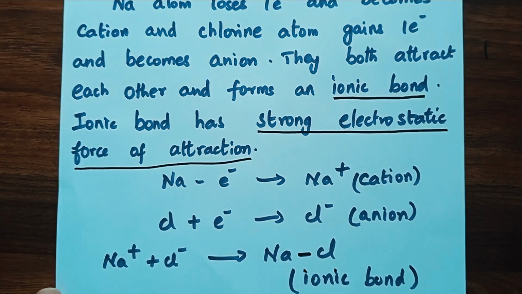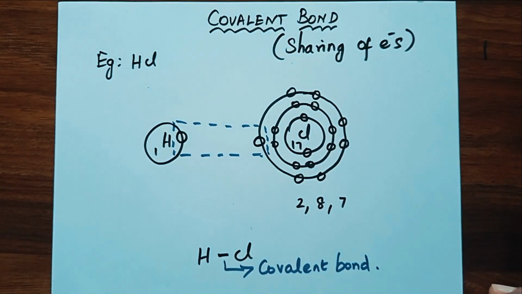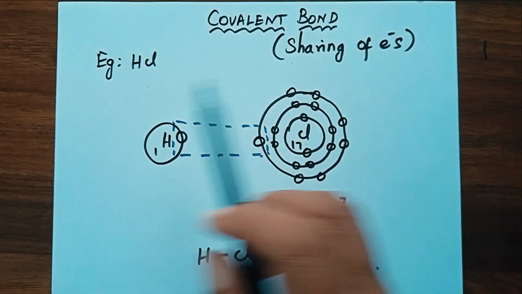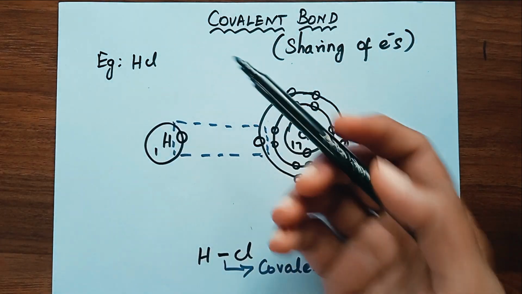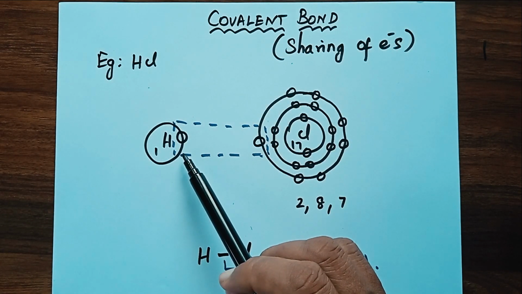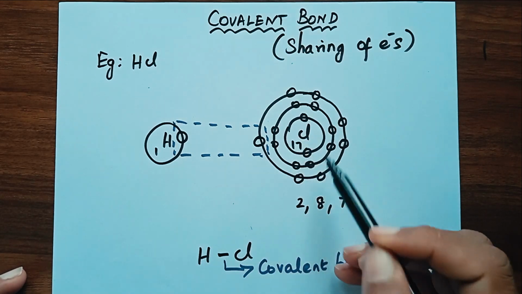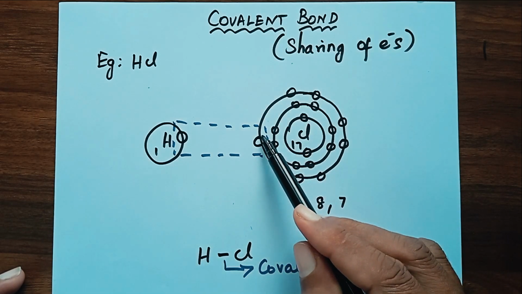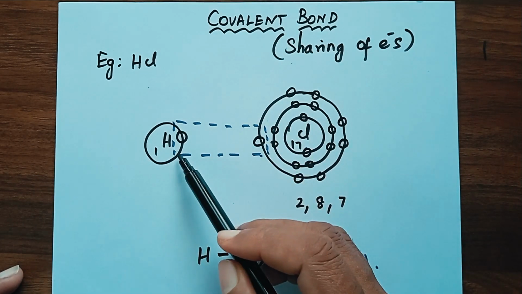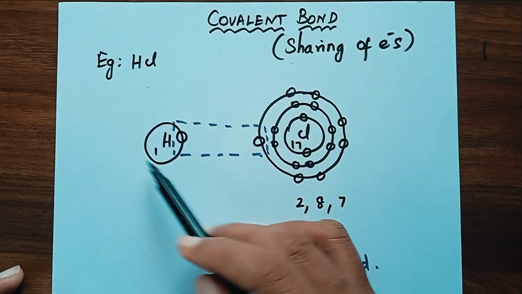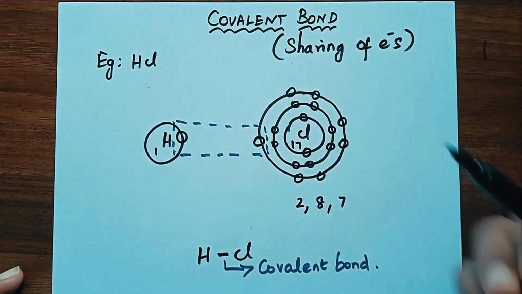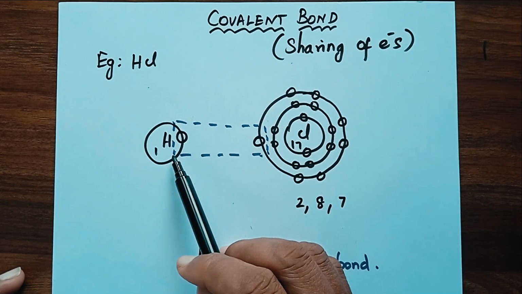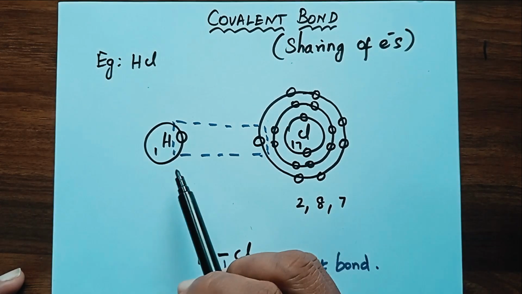Now we see how covalent bond is formed. As we all know, covalent bond is formed by sharing of electrons. So I have taken an example of hydrogen chloride. So hydrogen has one electron, whereas chlorine has totally 17 electrons. The outermost valence shell has 7 electrons. So chlorine needs one electron to attain the octet rule. At the same time, hydrogen also needs one electron to attain the duplet rule. So hydrogen and chlorine both will share one electron each. So both will attain stability.